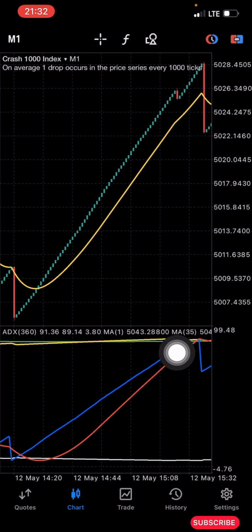All right, so once you have spotted that this is touching the yellow and green line above, then you know that price has gotten to the overbought level. So this is Crash 1000.